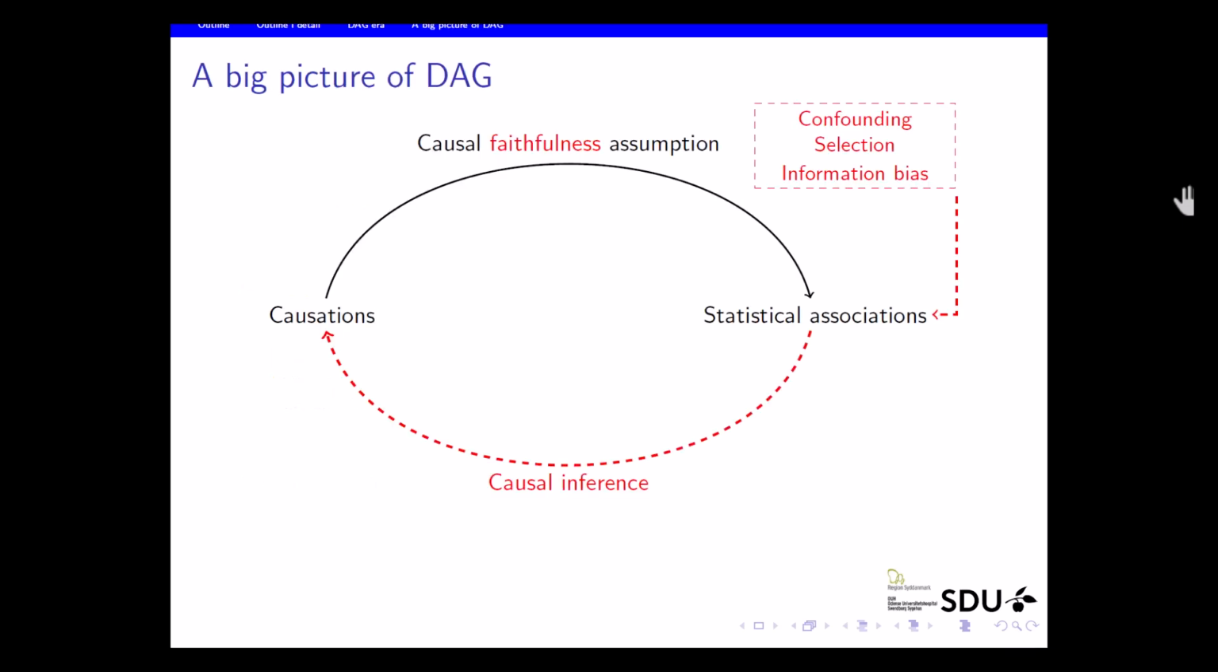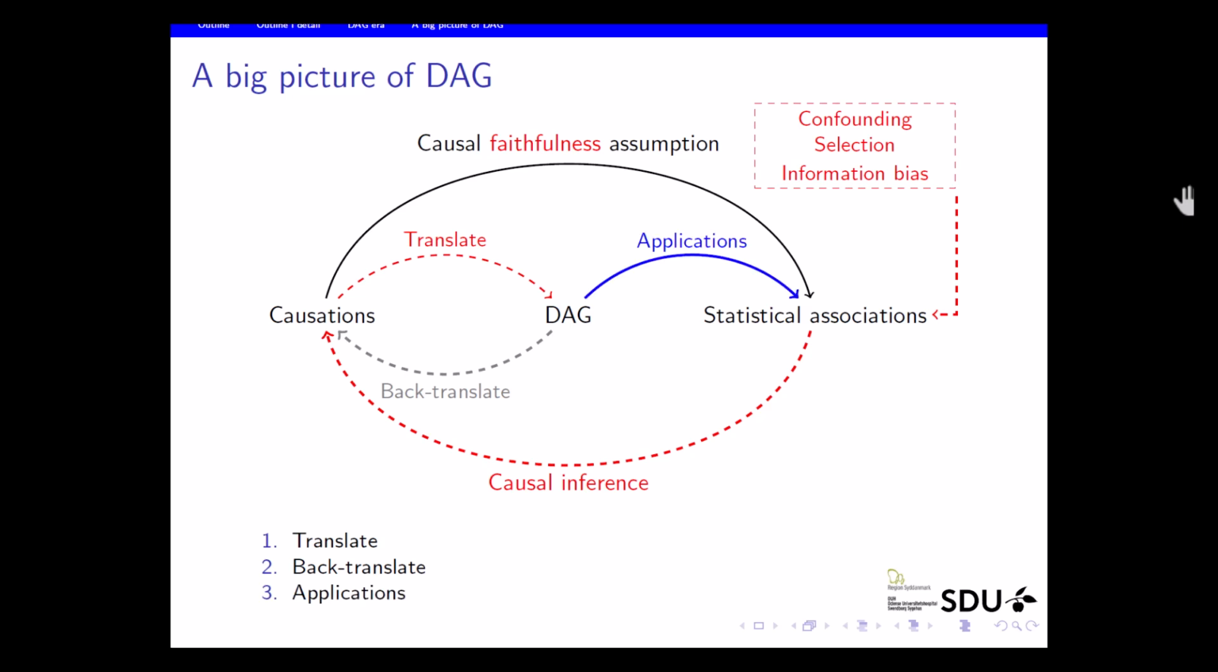I have figured out a big picture of DAG, which helps us to understand how DAG works. Let's see a big picture of DAG. The DAG concept can be viewed as the following four procedures. Number 1, translate. Number 2, back translate. Number 3, applications. Number 4, causal discovery.